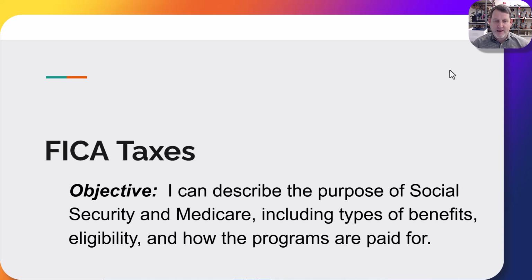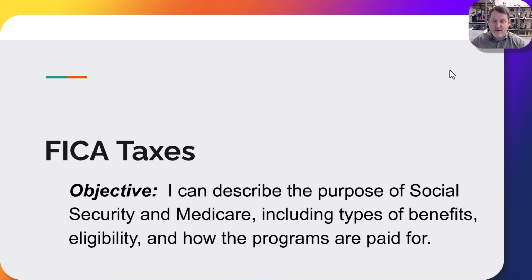So you may have noticed on your pay stubs that there are two main tax items. There are federal income tax and these FICA taxes. Today you're going to learn about what FICA taxes are and what they go for. One thing to note right up front is that you don't get FICA taxes back. So you don't get a refund on these taxes. You can get a refund on your federal income tax.